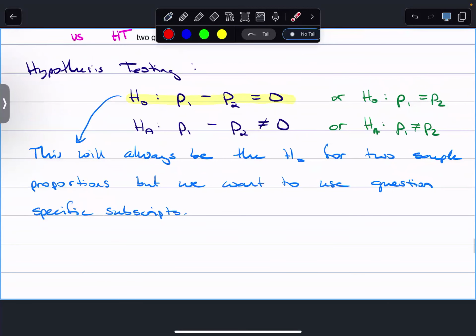So we do all our hypothesis testing. So this is step one, right? Step one is state the hypotheses.